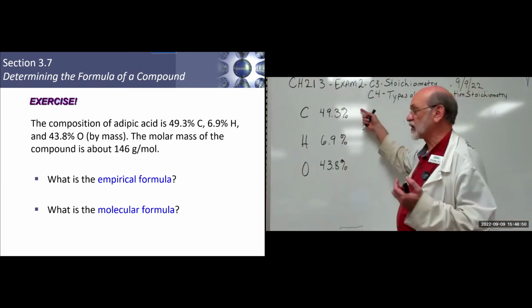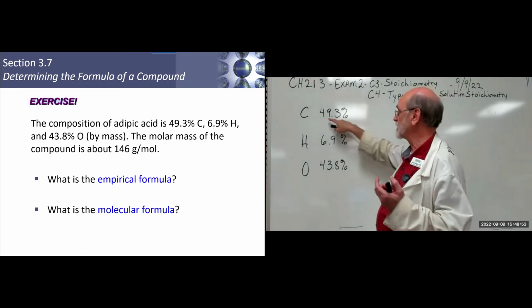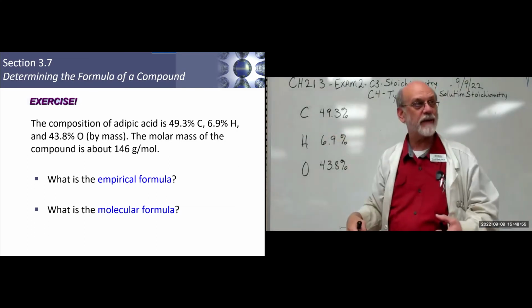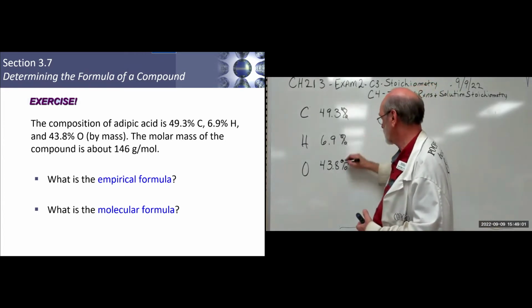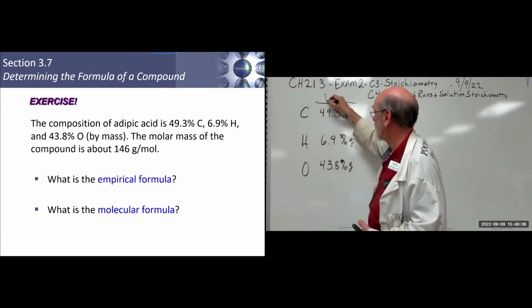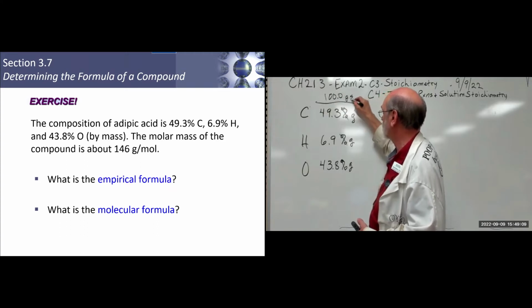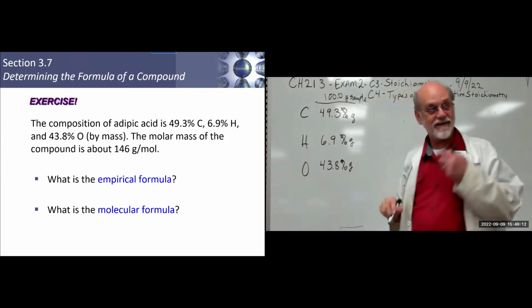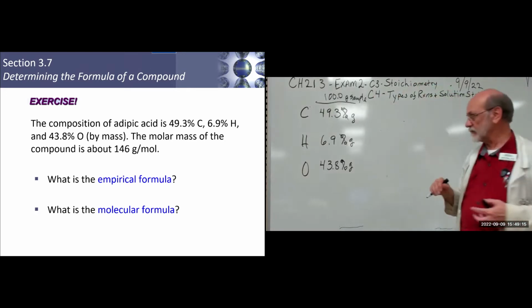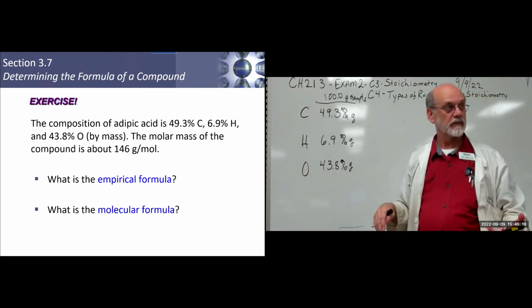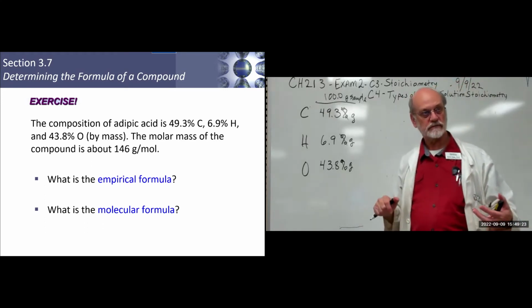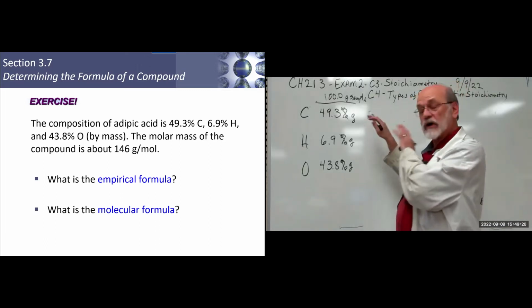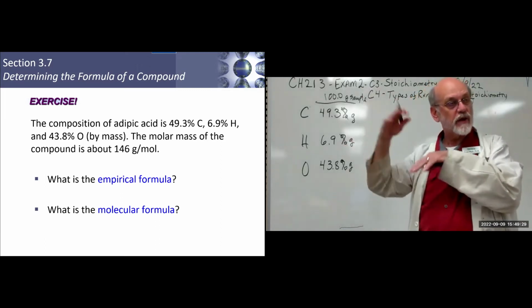So if this is parts per 100 and it's mass percent, then this means it's 49.3 grams per 100 gram sample, right? So we can substitute here grams, if we assume 100 gram sample. Okay, now we can work with it. The mass ratio is still the same as the percent ratio, right? The law of definite proportions. All right, so we want to convert these into moles of each one so we can compare the numbers of atoms.